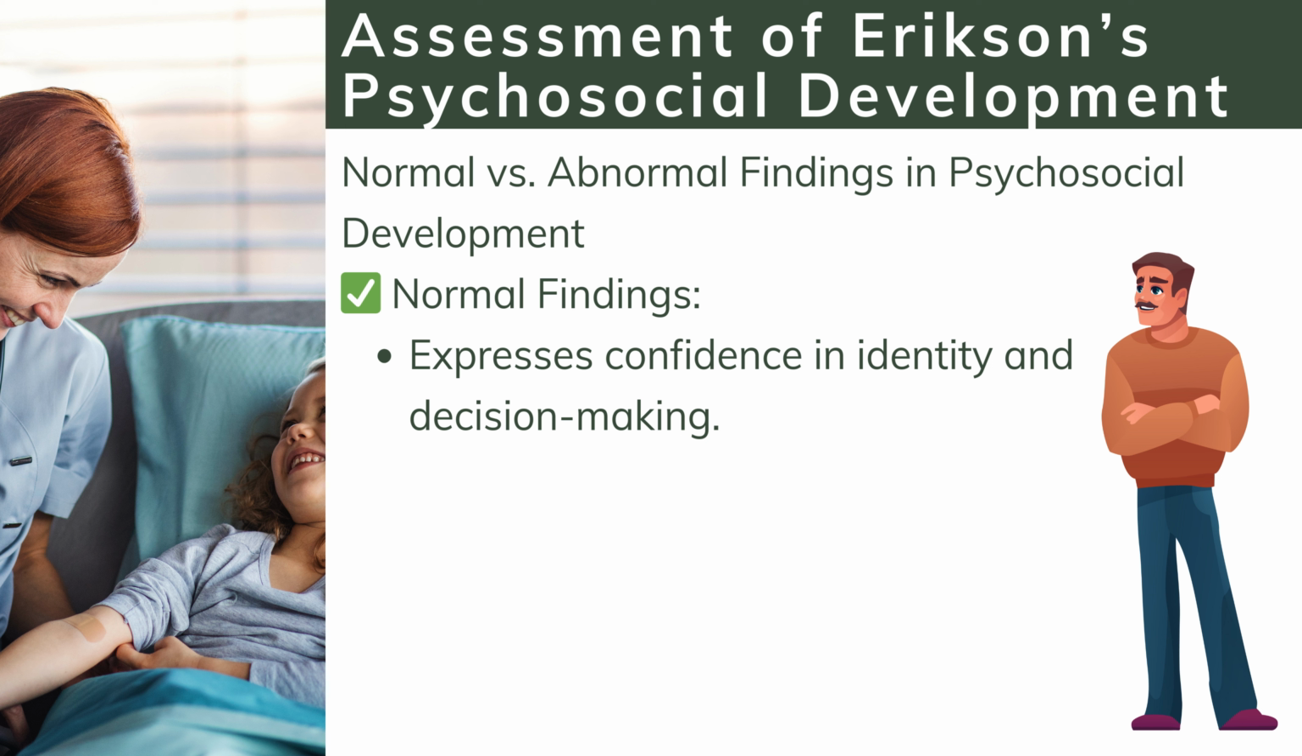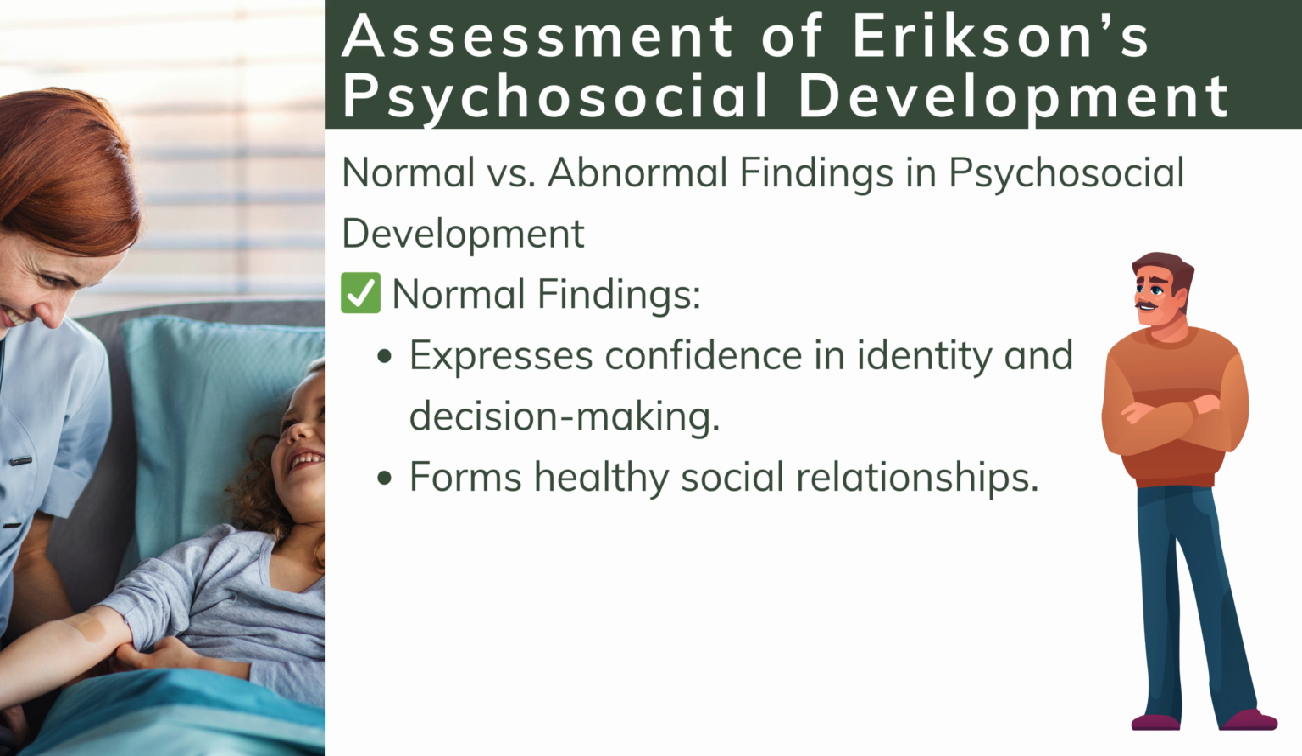Normal findings could include expression of confidence in their identity and decision-making, ability to form healthy social relationships, and able to demonstrate a sense of purpose and accomplishment. Abnormal findings could include struggles with self-identity and relationships, experiences of stagnation, purposelessness, or unresolved guilt, and difficulty trusting others.